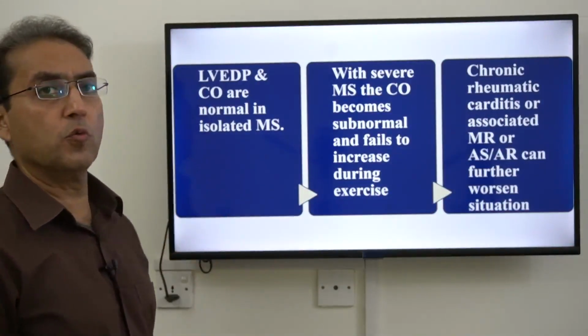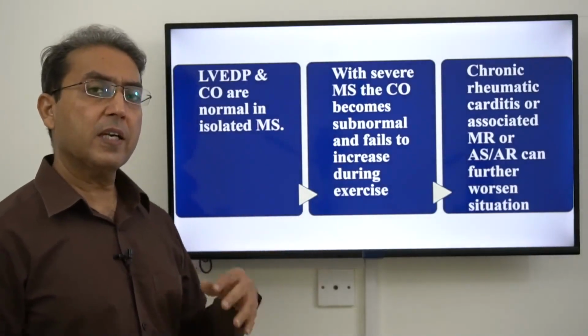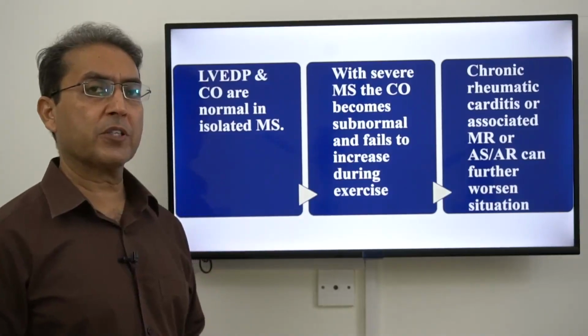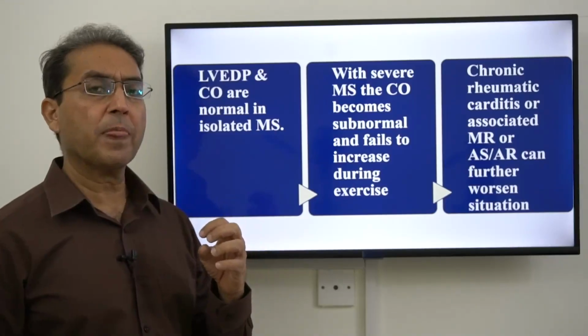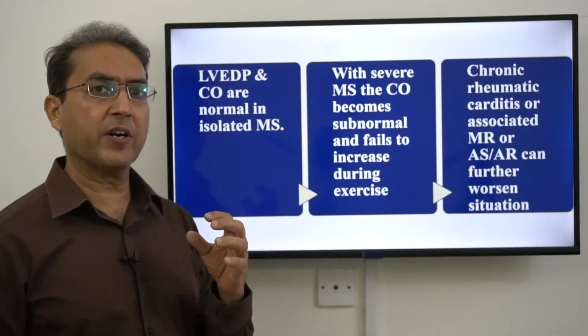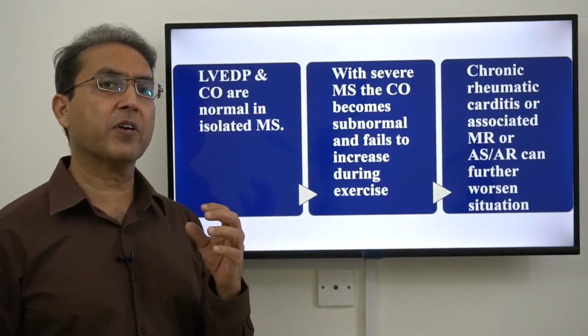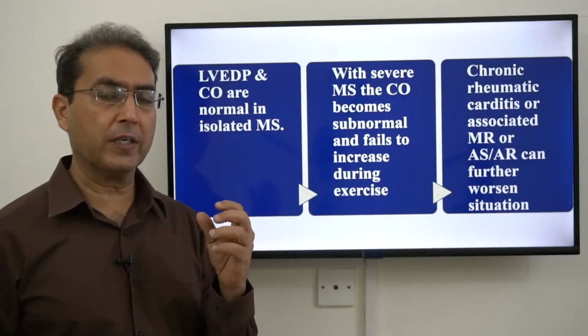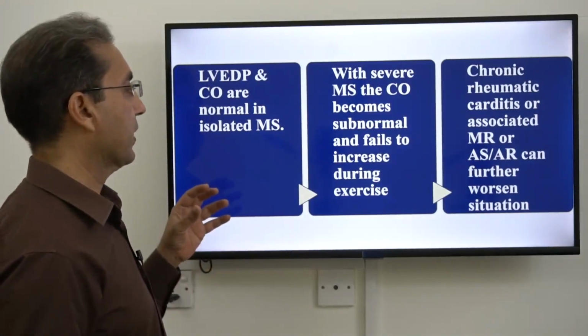Now, what happens to the left ventricle when there is diminished left ventricular inflow? The left ventricular end diastolic pressure and the cardiac output are usually maintained. Since there is a diminished flow, there is a diminished end diastolic volume in the left ventricle. For compensation to maintain cardiac output, the left ventricle starts beating quickly, so tachycardia starts. So these patients tend to have a faster heart rate.